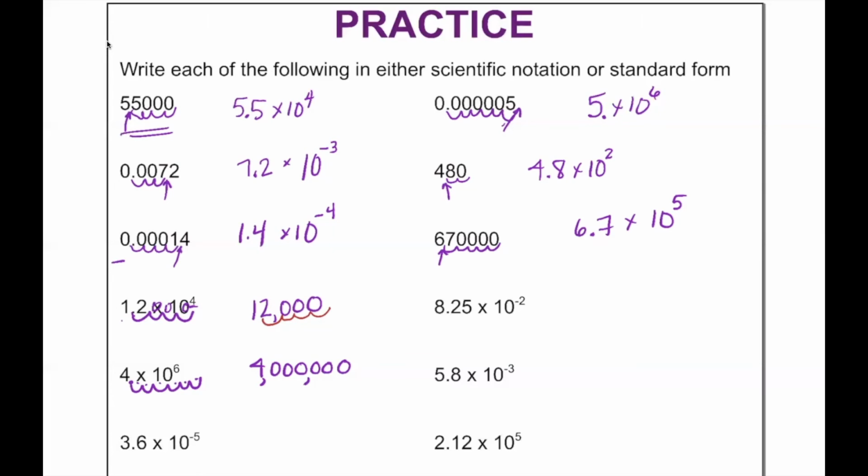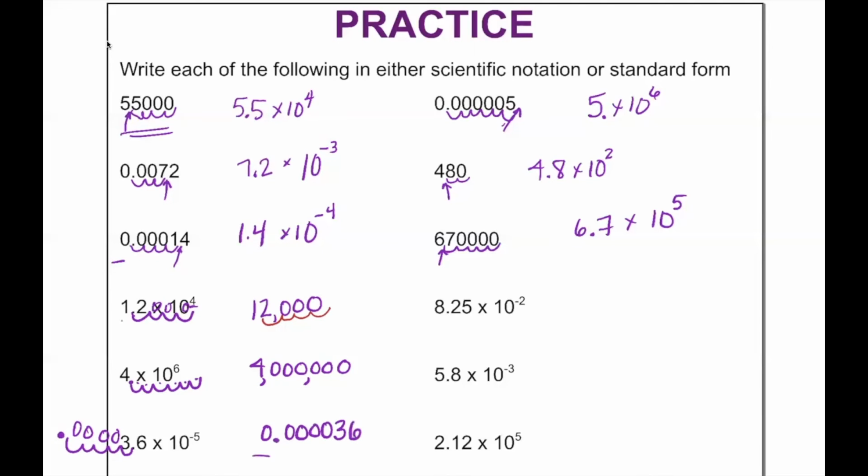3.6 times 10 to the negative fifth. And so we're going to move this over 5. 1, 2, 3, 4, 5. So there's where our decimal goes. 1, 2, 3, 4. So we have 0.000036, and then there's our value.